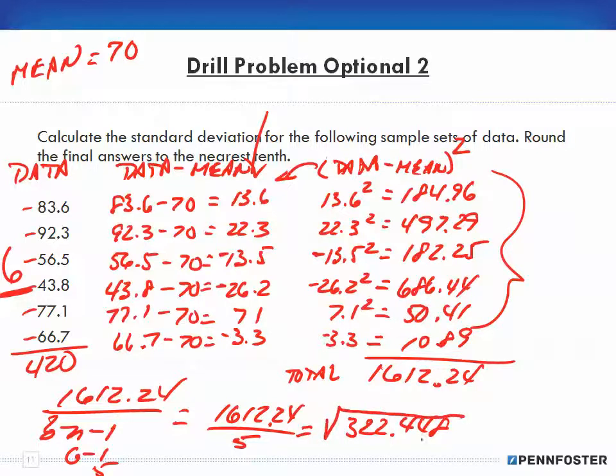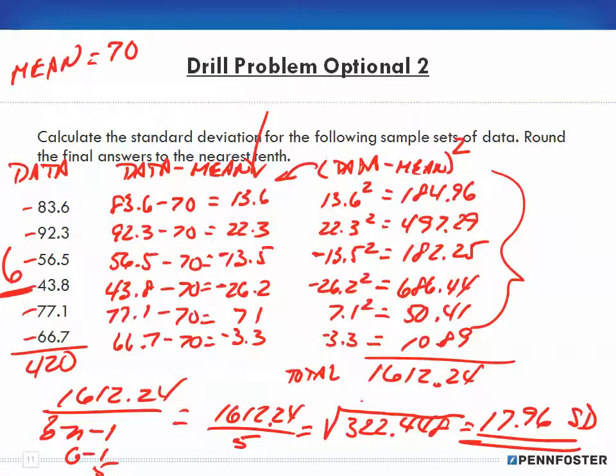Now, our final step is we take that 322.448 and we take the square root of it. The way you do the square root on your basic calculator is you punch in the 322.448 and then you hit the square root key. And when you do that, you end up with a standard deviation of 17.96.